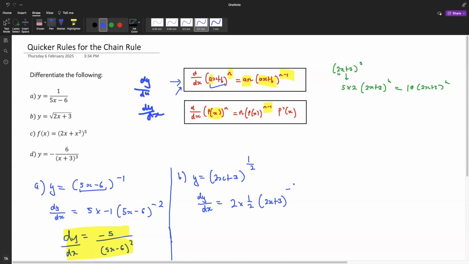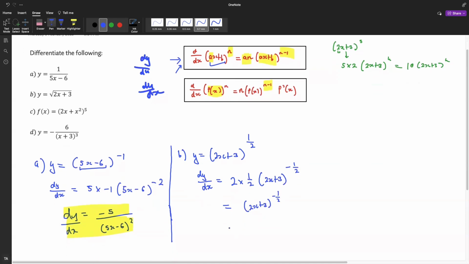So half minus 1 becomes negative half. And then 2 times half is just 1, so this becomes 2x plus 3 to the power of negative half. And to get rid of the negative here, we'll just bring that down in the denominator. So that becomes 1 over square root of 2x plus 3. Okay. Again, very simple. In just about 4 lines, we've answered that.